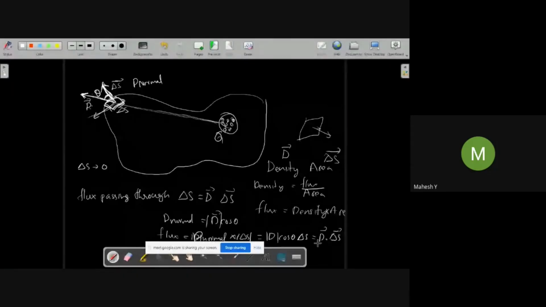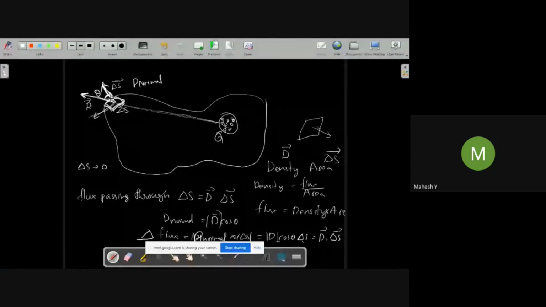You know that a b cos theta is a dot b. So here it is a b cos theta. So we can say that D dot delta S, right? So this is not the flux of the entire shape, it's just the flux passing through. So I can write delta flux. Why? Because it is only the flux passing through this area, not the entire area, right?